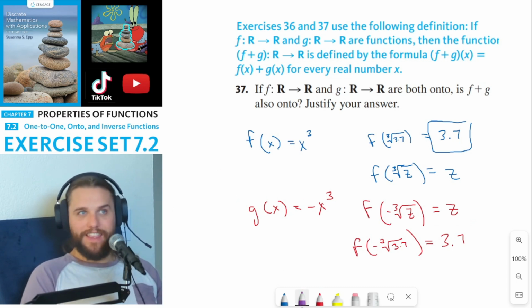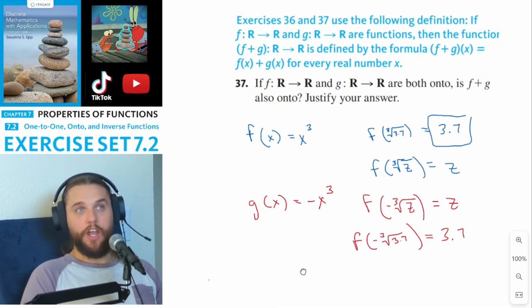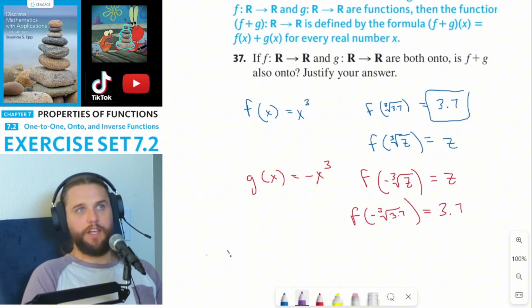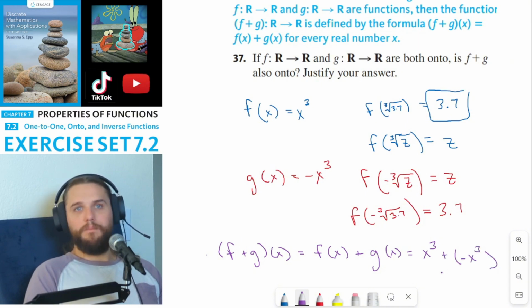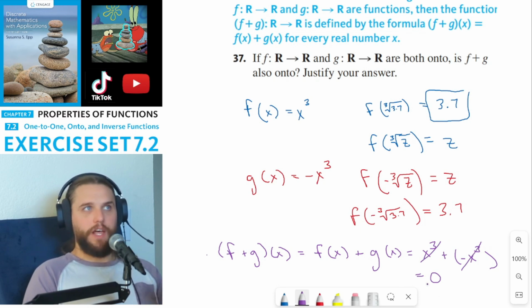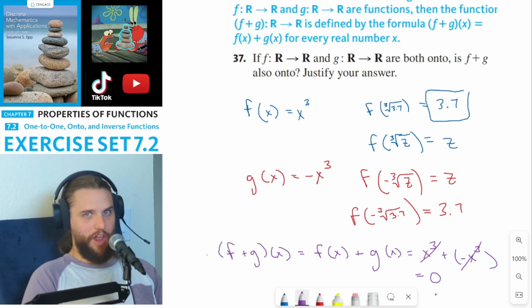If we add these two functions together, we create a new function, which is f plus g. This function is defined by taking the outputs of f and adding them with the outputs of g, which is x cubed plus negative x cubed. But those cancel and we just get 0 here. So f plus g is 0. This function is definitely not onto.